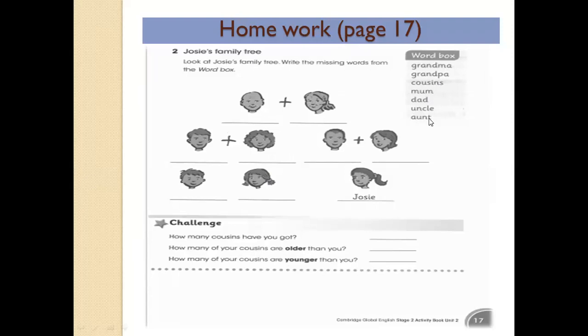Mom, dad, uncle, aunt. How many cousins have you got? You have to count your cousins and you have to write it here. How many of your cousins are older than you? Older means bigger. So you have to write the bigger, and in the last question, you have to write younger. Younger means who are smaller than you. Those number of cousins you are going to count and write them here.